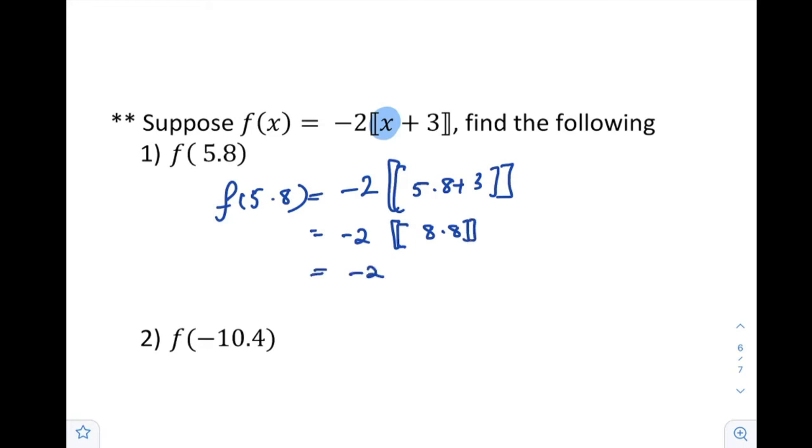What is the greatest integer of 8.8? The integer just below is just 8. Then multiply -2 times 8, which is -16. And this is the final answer.